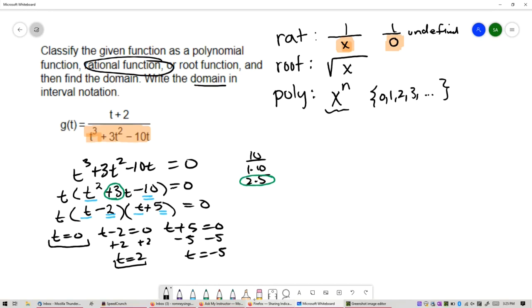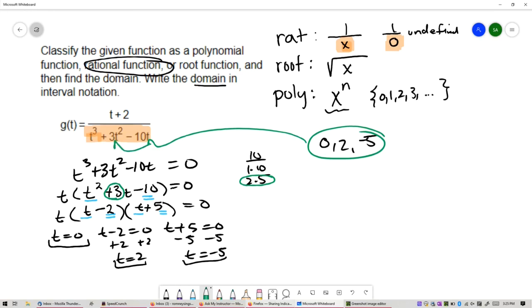So these three values, 0, 2, and negative 5, if you substitute these values in for t, you will get a 0 in the denominator. A 0 in the denominator is undefined. So these values need to be excluded from the domain.